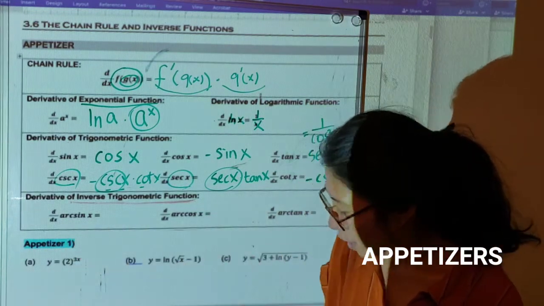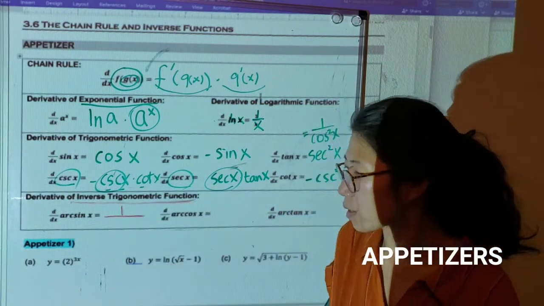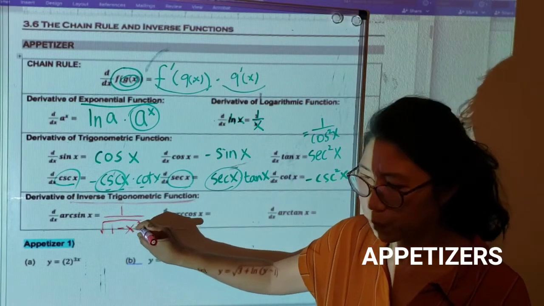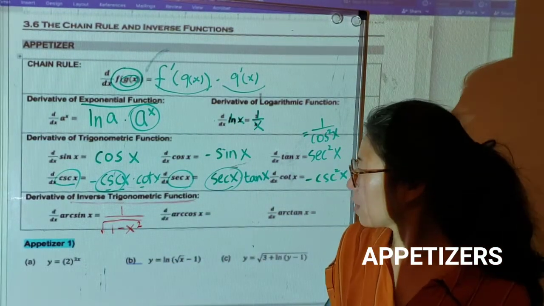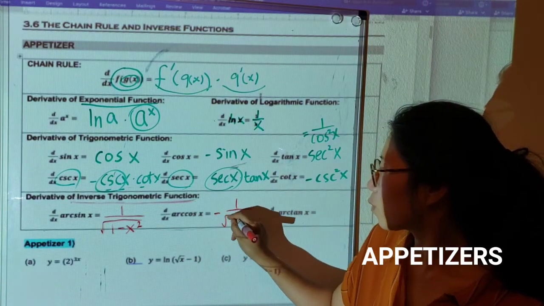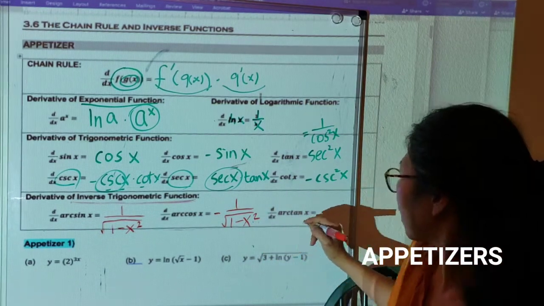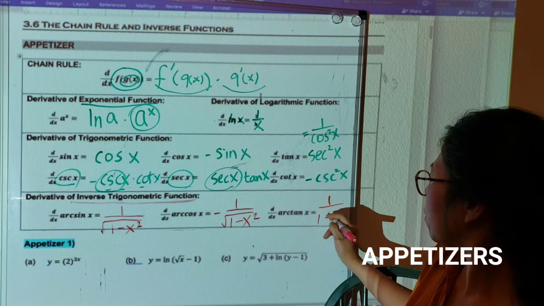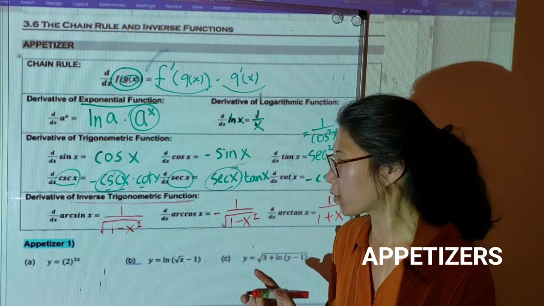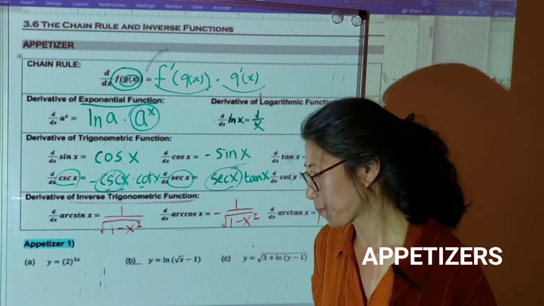Here, arc sine x is going to be 1 over the square root of 1 minus x squared, as I remember. Then arc cosine x is negative 1 over the square root of 1 minus x squared. And then arc tangent x is 1 over 1 plus x squared. I'm going to check if mine is correct. That's my memory of what I remember. So I want you to check and also memorize it with me, okay?